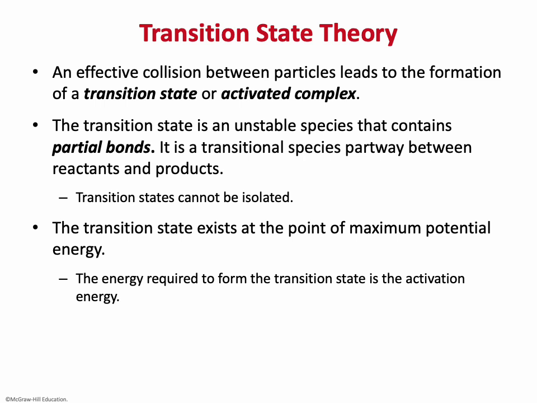This theory, where the reactant needs to reach a high energy state in order to turn into product, or a transition state, is called the transition state theory. It tells you that an effective collision between particles leads to formation of a transition state, or an activated complex. The transition state is a very unstable species which contains partial bonds, and that is why whenever the molecules reach here, they quickly turn into products because it's not a very stable state.